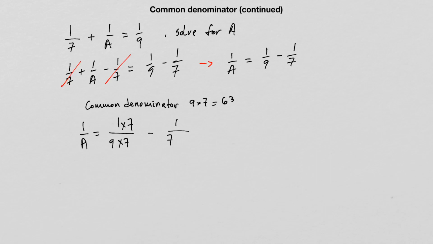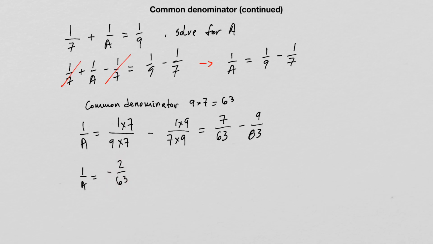And then in the second fraction, in order to get the denominator to be 63, I must multiply by 9, which means that I also must multiply the numerator by 9 in order to not change the fraction. And so then this becomes 7 divided by 63 minus 9 divided by 63. And so when I add the two fractions together, I end up with 1 over a is equal to minus 2 divided by 63.